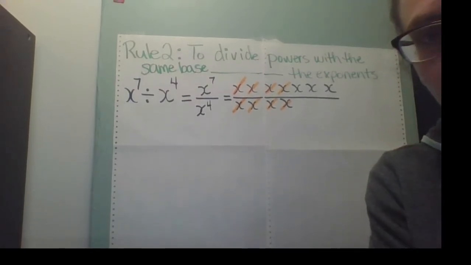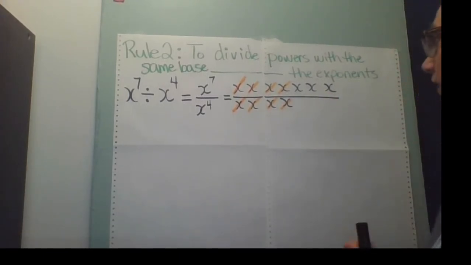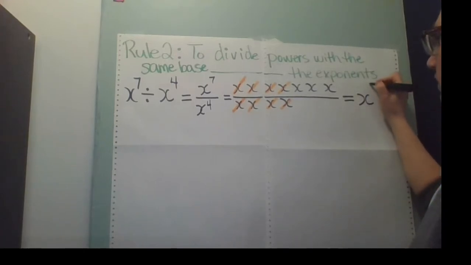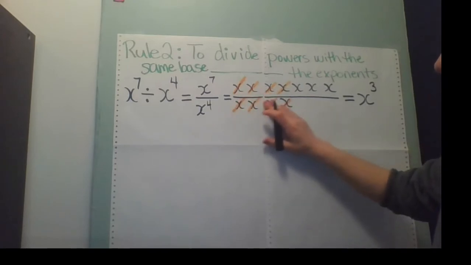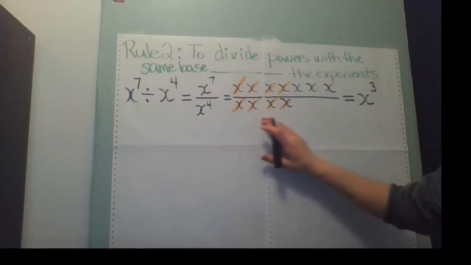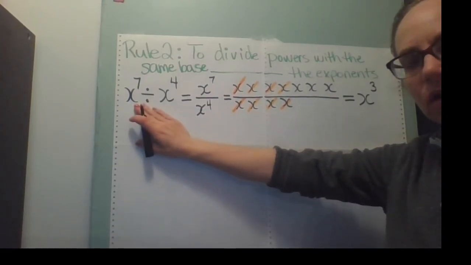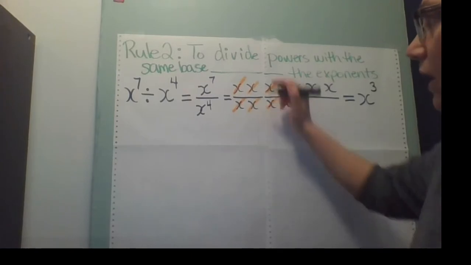I have 1, 2, 3 left. So I now have 3 x's left. So that means that I have x to the 3. Well, then the question is, what happened to these guys? Well, I ended up subtracting them off. So when we're dividing, we're really going to subtract our exponents. Okay.